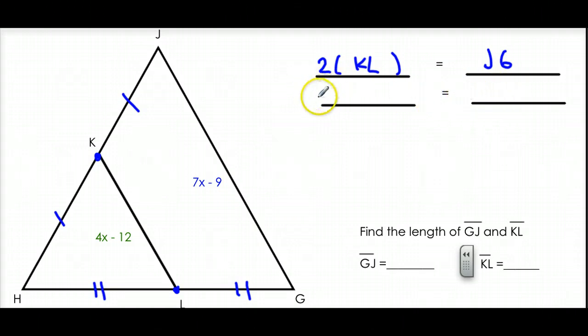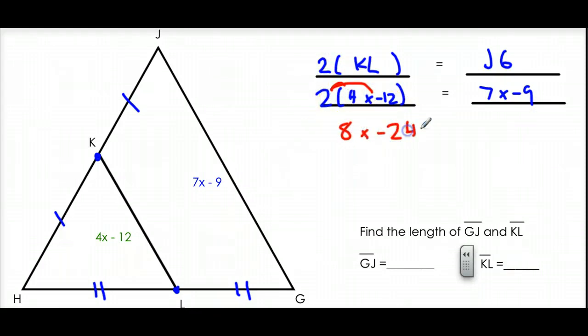To solve this now, we just plug in what KL and JG are. So 2 times KL, which is our midsegment, or 4x minus 12, is equal to JG, which is 7x minus 9. To solve this, you might remember, we have to do the distributive property. So the 2 has to distribute to both of those. You get 8x minus 24 is equal to 7x minus 9.